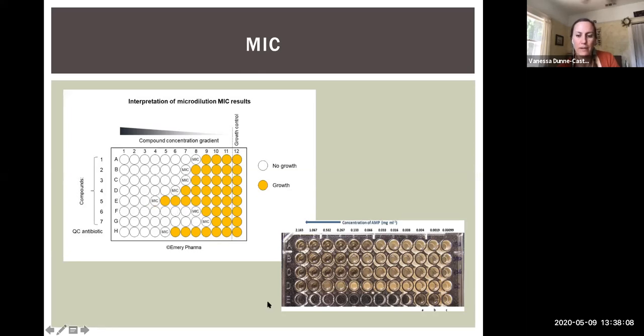What it would look like in reality is something like this, where you can see, hopefully, that these are all turbid samples here, and this is the first. Actually, this looks like this is the first clear sample. This is the first clear sample of this drug. This is the first clear sample of this one.